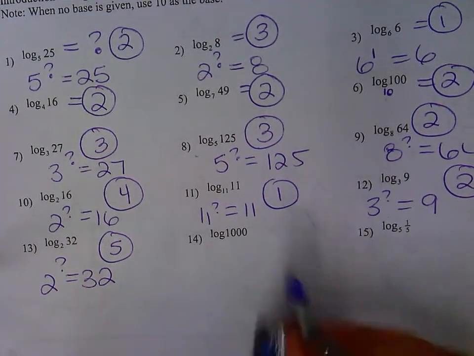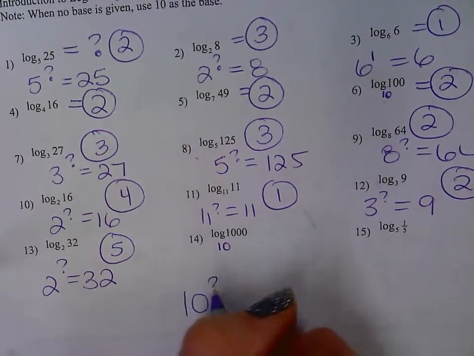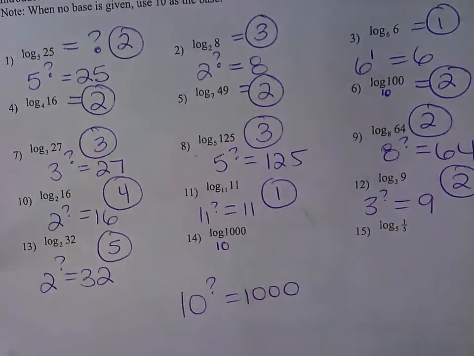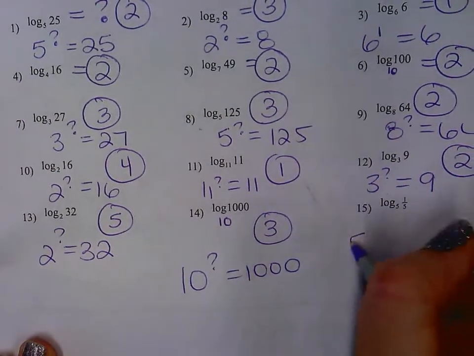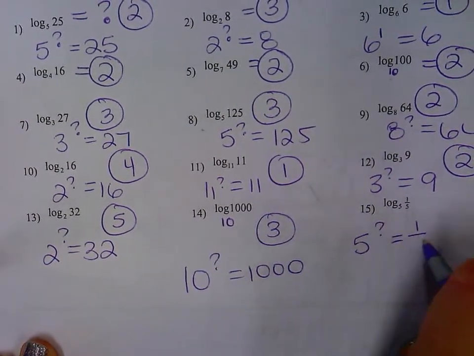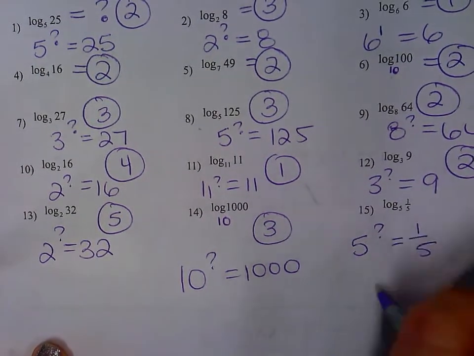All right, the 10 is missing, so I'm going to write the 10 there. 10 to what power is the number 1,000? 3. And then 5 to what power is the number 1/5? So that's a negative exponent where it does the reciprocal.